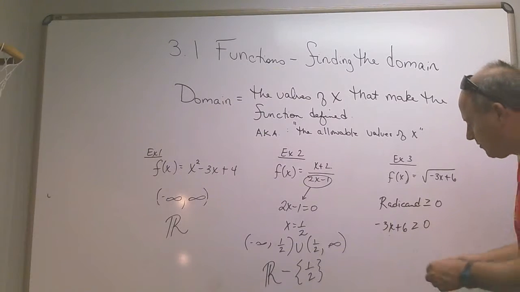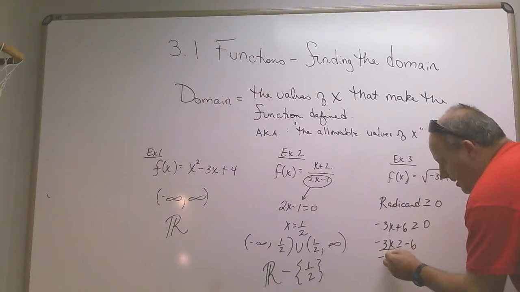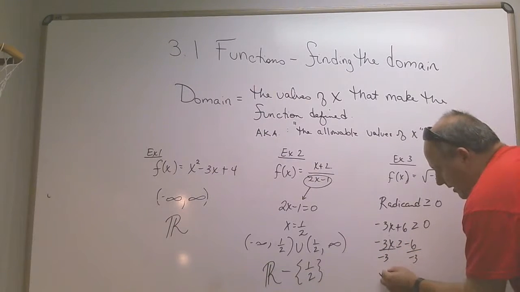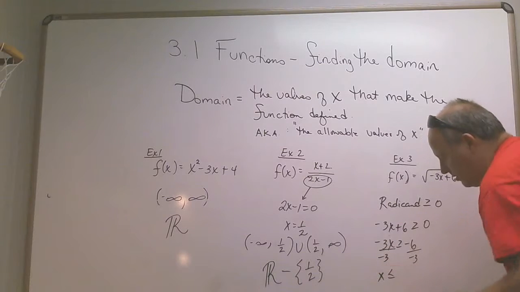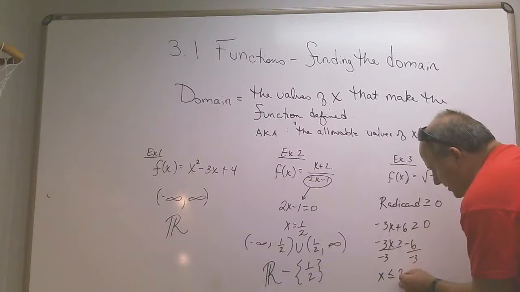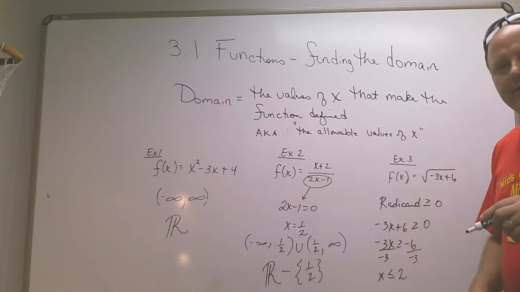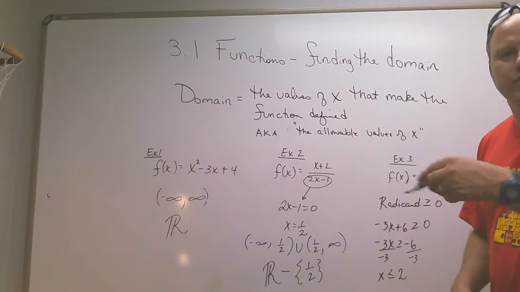So you move the 6 over, so negative 3x is greater than or equal to negative 6. Divide by negative 3, and then remember you have to switch the inequality symbol around, so it's less than or equal to, and negative 6 divided by negative 3 is a positive 2. And that means it's all real numbers that are less than or equal to 2. That means 2 or less.